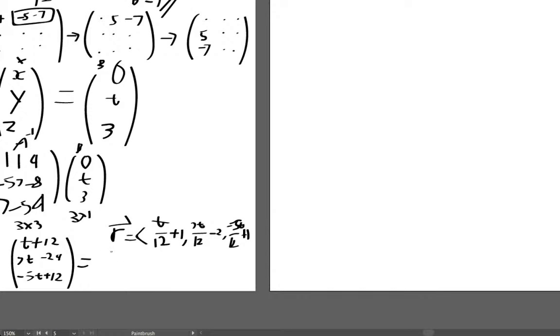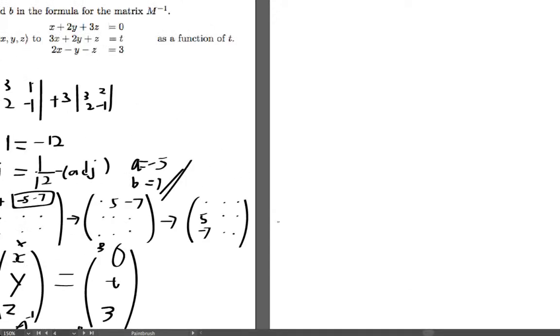So what's the dr vector over dt? Simple derivatives tell us that this would equal 1 over 12, 7 over 12, minus 5 over 12. As you know, that's how you take derivatives of vectors. Okay, final problem, yay.